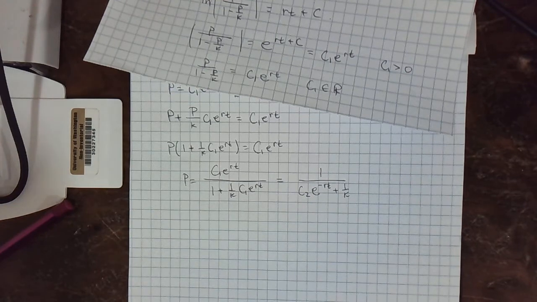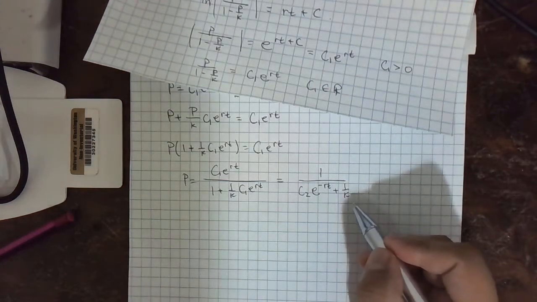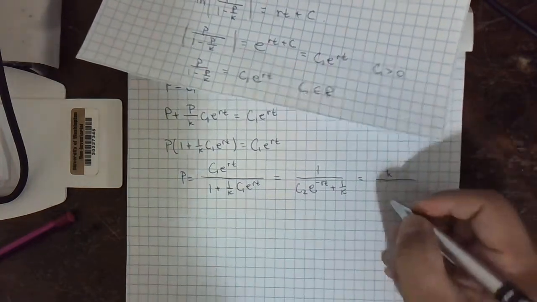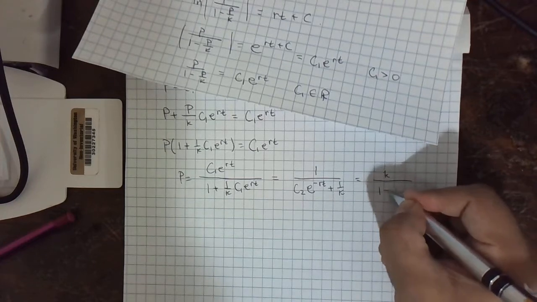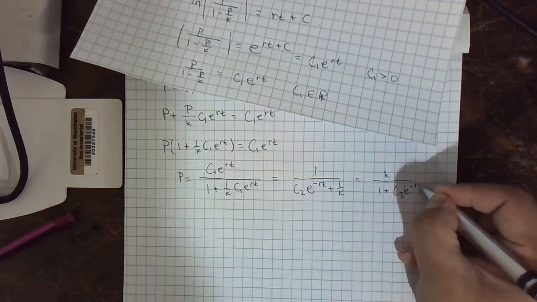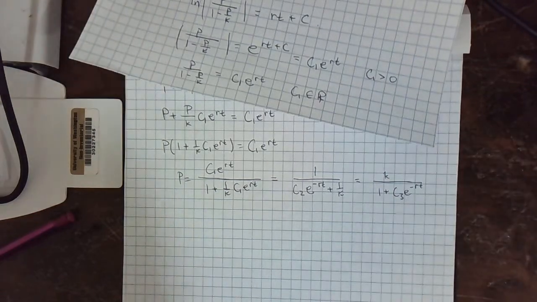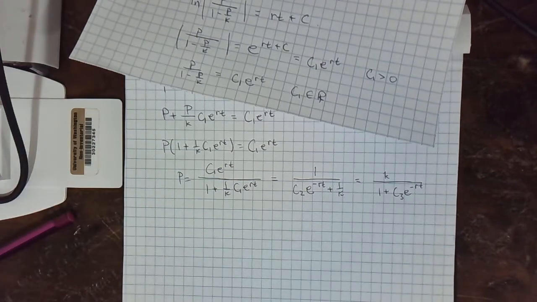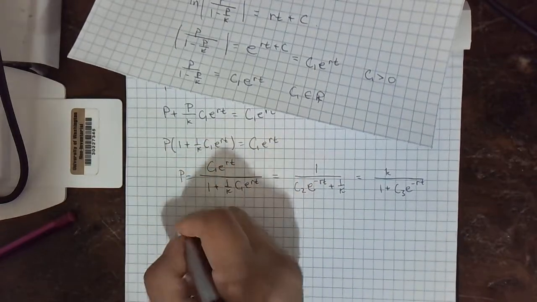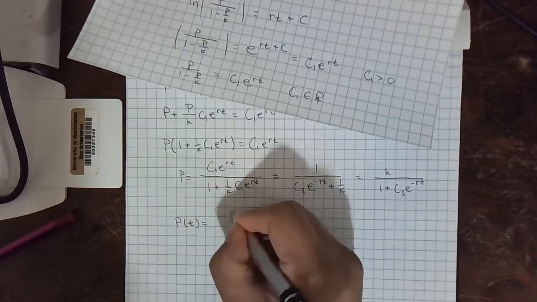And this is very close to the format of the solution that we want. We don't want this 1 over k, so we're actually going to multiply top and bottom by k as well. So this is k over, this will be a 1 now, plus, and then k times c2 I'm going to call c3, e to the negative rt. Okay. That is the format we keep the function of the population in. So we write p of t equals this.